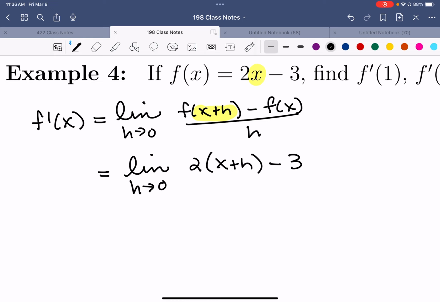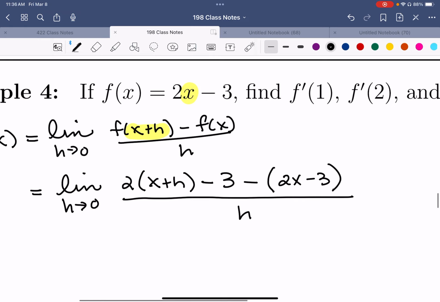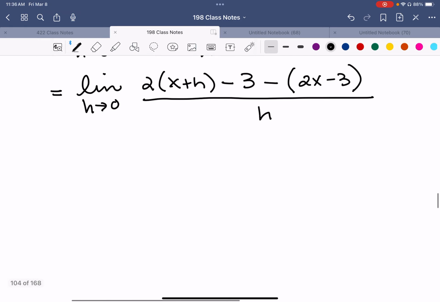Okay, minus. Now I'm going to subtract the original function. Key thing, keep it in parentheses. So the original function is 2x minus 3. All of that gets divided by h. And from here, now we're back into our regular limits. So we're going to go ahead and simplify. We're going to distribute all the things, cancel anything, and see if we can simplify this limit.